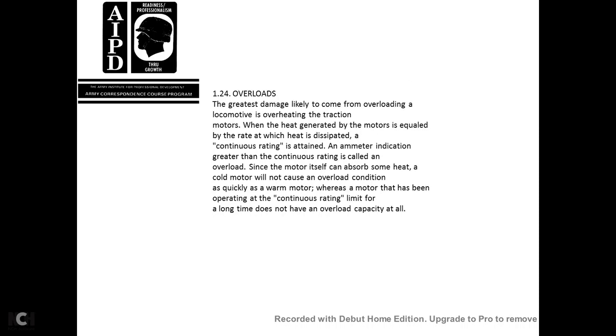124, overloads. The greatest damage likely to come from overloading of a locomotive is overheating of the traction motors, which occurs when the heat generated in the motors exceeds the rate at which the heat is dissipated. The continuous rating is indicated on the ammeter, and anything above the continuous rating is an overload. Since the motor itself can absorb some of the heat, a cold motor will tolerate the overloading condition longer than a warm motor, whereas a motor that has been operating at its continuous rating limit for a long time does not have overloading capacity at all.